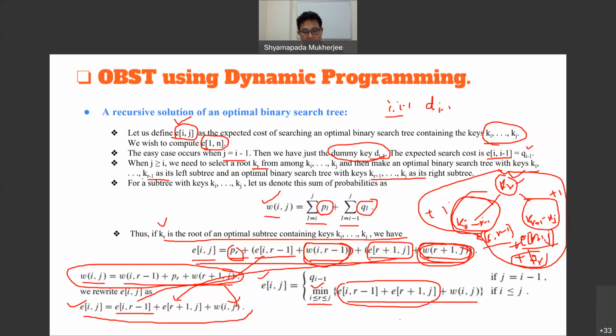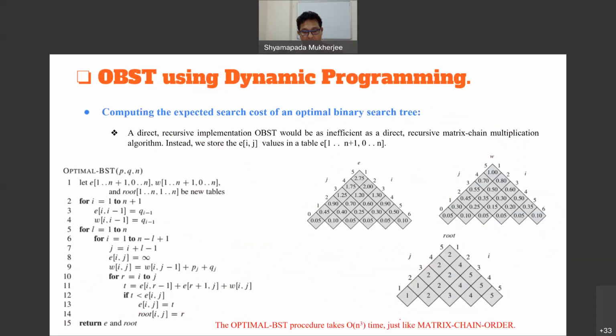So here, like other problems solved using dynamic programming, such as matrix multiplication, longest common subsequence, and the rod cutting problem, in all those we have seen that we use two tables, but here we use three tables. One is for the expected search cost, another is for the sum of probability of all the nodes in a subtree, and this is the root value kr of the subtree if we want to construct the optimal binary search tree for the problem. So this will give you the optimal, minimum value, this will give the probabilities, and this will give the root of different kr values for different kij values. So here we have three tables.